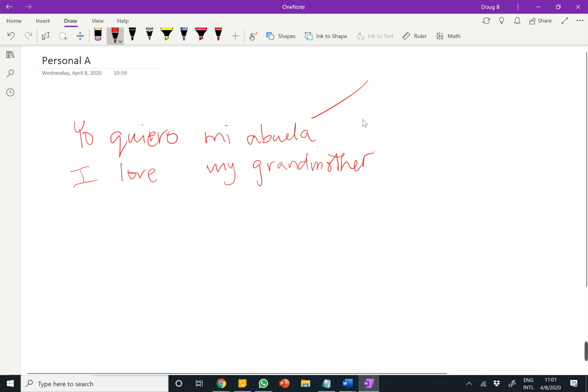In Spanish, after a verb and before a person, we need a. And this is called the personal A. This indicates that the action is going towards a person. It does not mean to. It has no direct translation into English, right? So the correct way to write this is yo quiero a mi abuela. Again, like I said, we don't have that personal A in English. There's no direct translation for this.